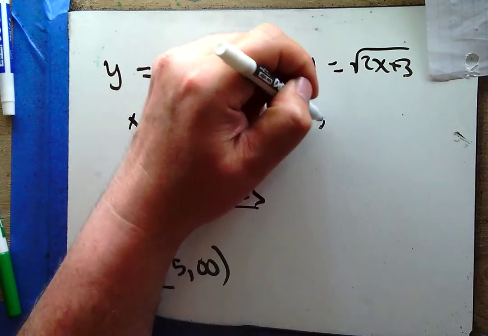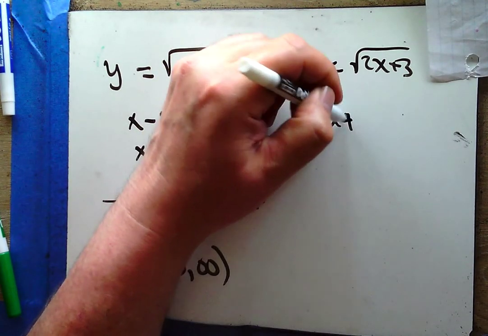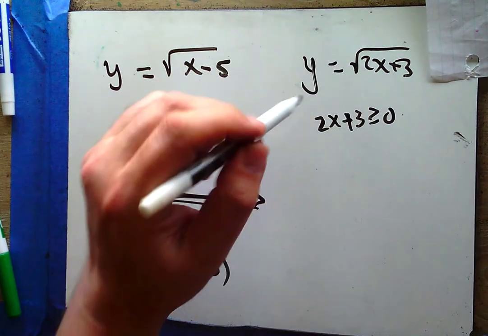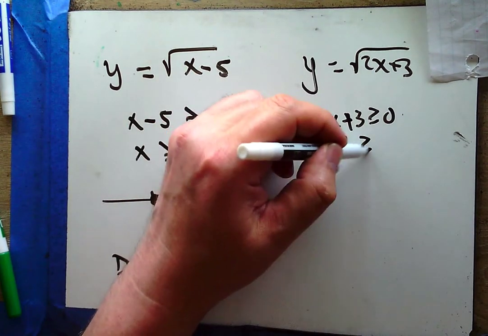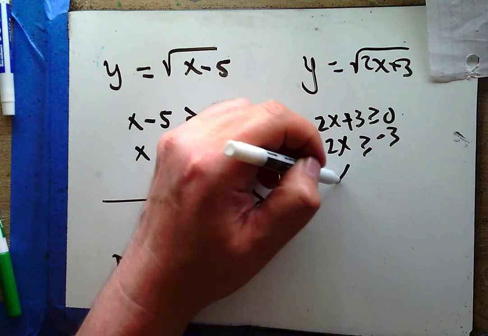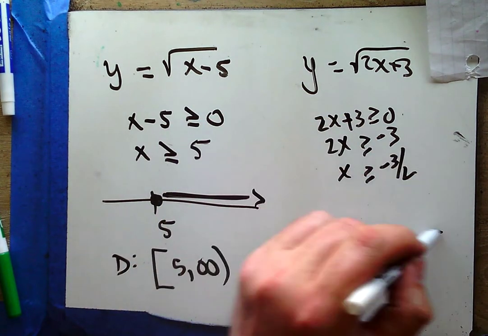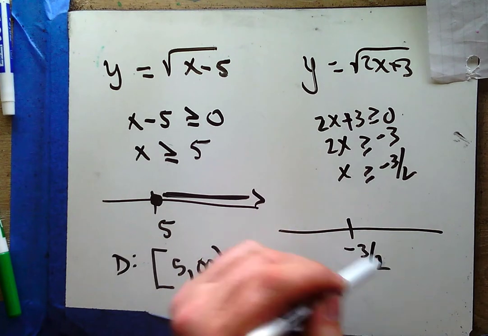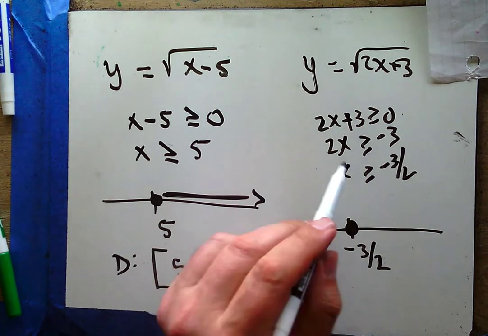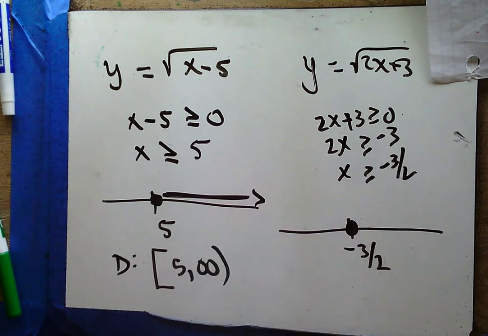So did you say the radicand 2x plus 3 has to be greater than or equal to 0? So 2x is greater than or equal to negative 3, or x is greater than or equal to negative 3 halves? Because that's what I did. There's negative 3 halves. It could be equal to, and we want the x values that are greater than that.